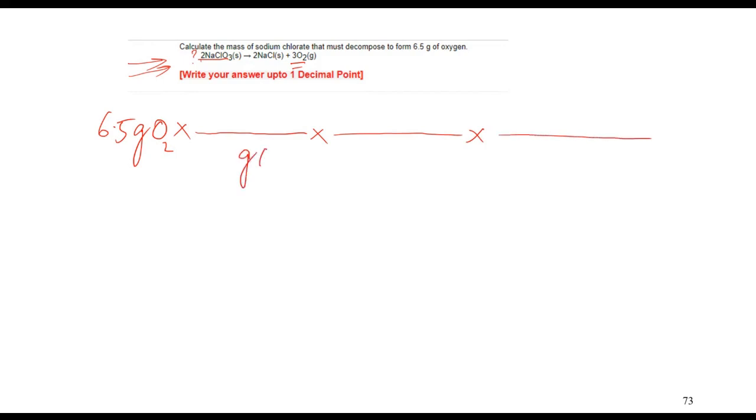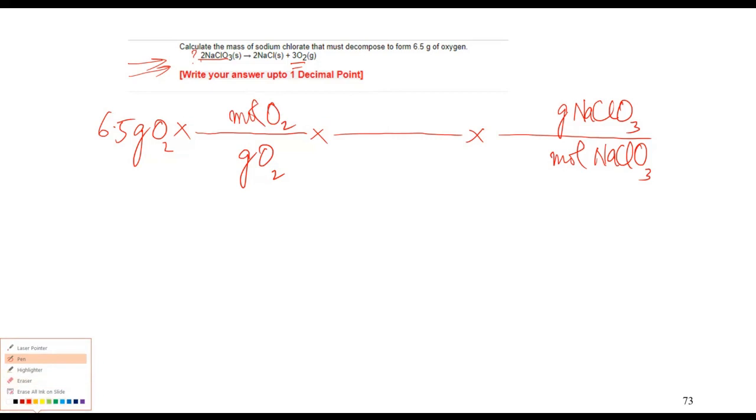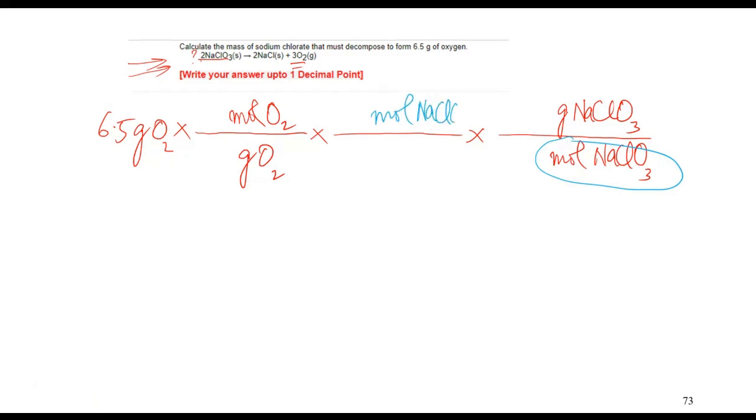What is given? Gram of O2. What do you have to calculate? Gram of NaClO3. So same, change to mole of NaClO3. And here, mole of O2. And what will you write here? In the mole ratio method, mole of NaClO3 here, and mole of O2 here.